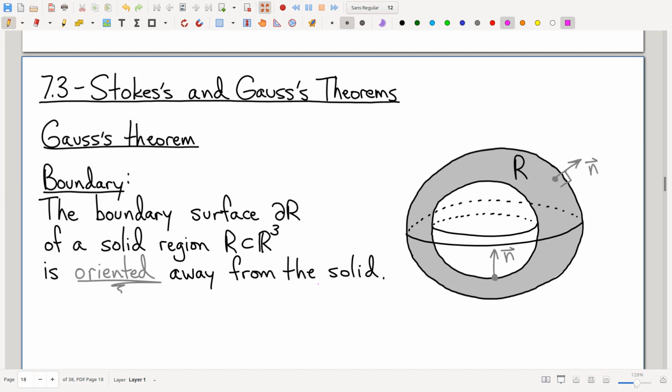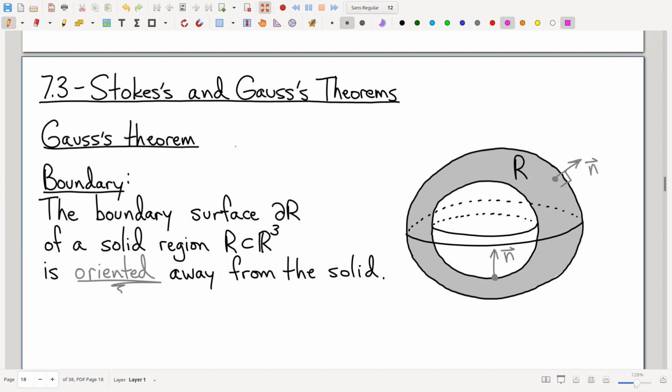I'm going to start by talking about Gauss's theorem. Kali starts with Stokes. I think that's, at a minimum, very non-standard. Most books start with Gauss. This has a lot of features in common with Green's theorem.